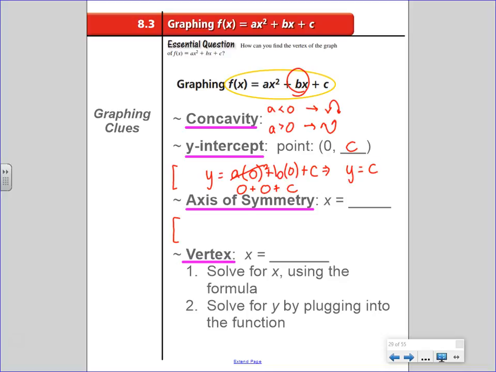Where would c be on a graph though? I actually have an example on the next page, so let's go ahead and wait. But I'll try to show you, okay?